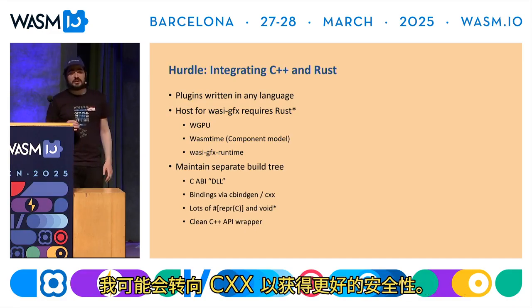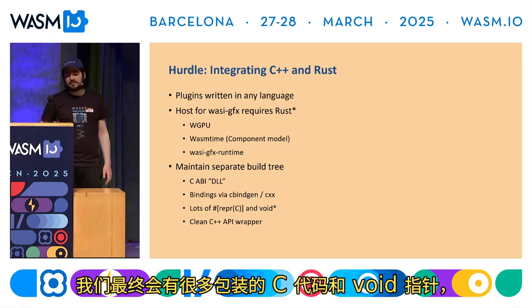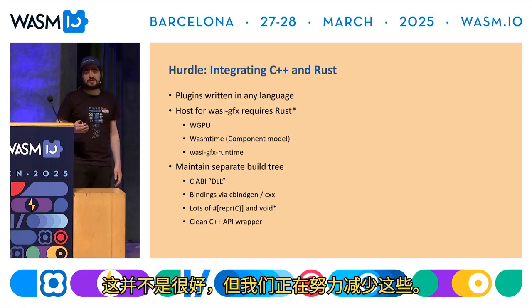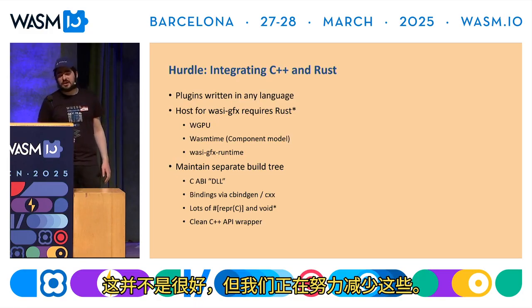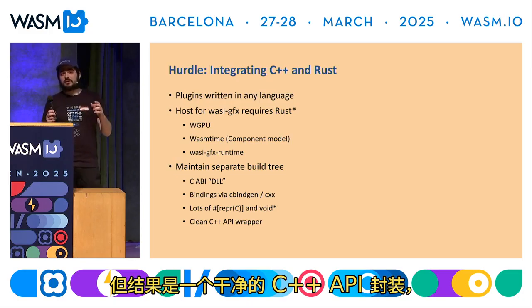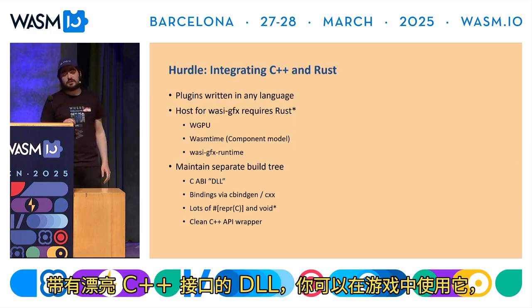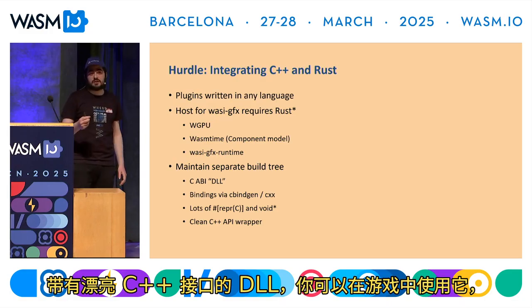We're probably going to move to CXX for better safety. And we end up with lots of wrapper Cs and void stars, which is not great, but we're working on reducing those. But the result is a clean C++ API wrapper around that low-level FFI interface. We just ship a DLL with a nice C++ interface, and you can just make use of that in the game and it feels just like regular C++.